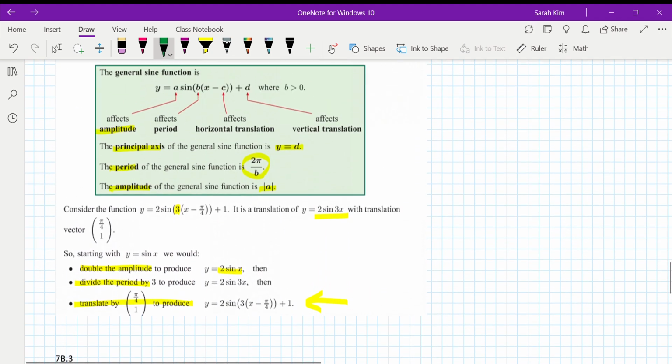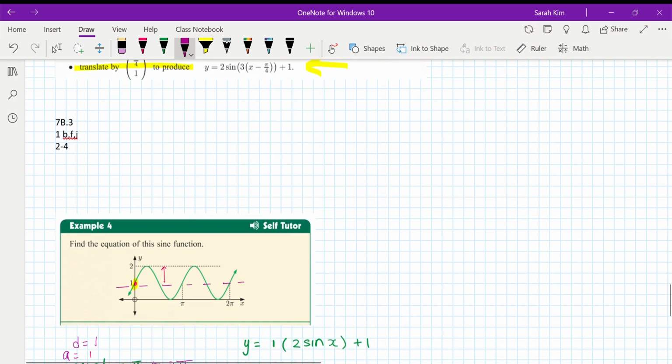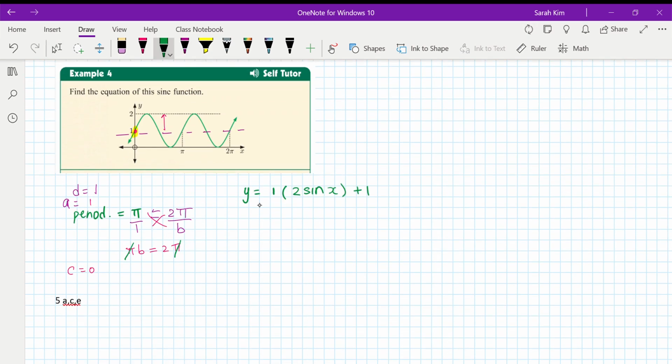Let's just double check. So yeah, A goes at the front, B's in the middle, so it's in order, that's why I could kind of remember. So there's no C. B was 2, and then A was 1, D was plus 1. So I'm fine with that. If I just rewrite it a little bit nicer, it just becomes 2 sine x plus 1, and that's all I got. Now I'll just double check with the answer quickly. y equals sine 2x plus 1.